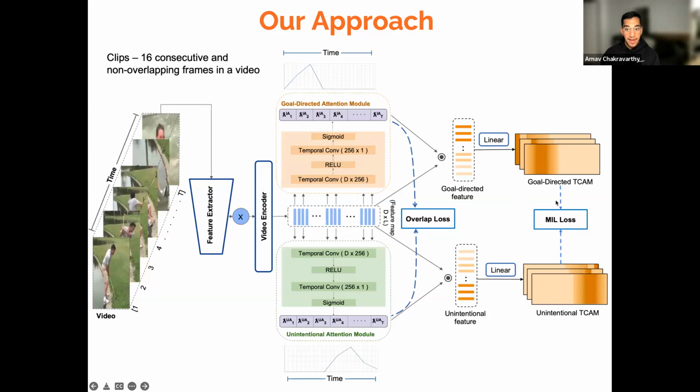We incorporate the MIL loss, which is the classification loss using multiple instance learning, and our proposed overlap regularization, which is an additional regularization on the class agnostic attention weights. We train the model end-to-end while keeping the feature extractor frozen.